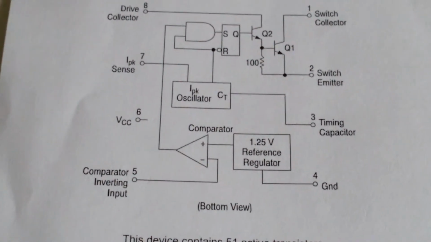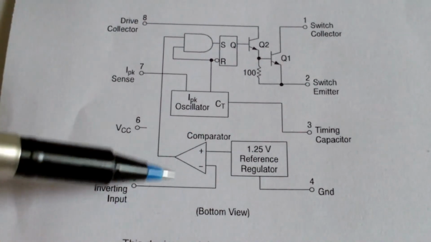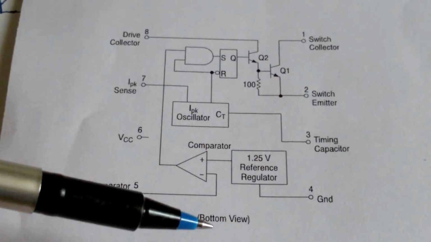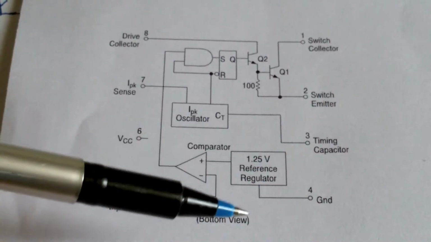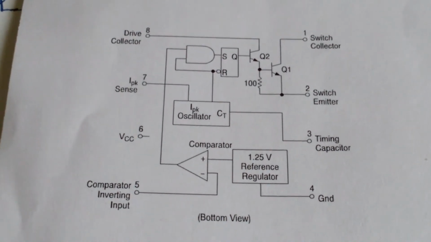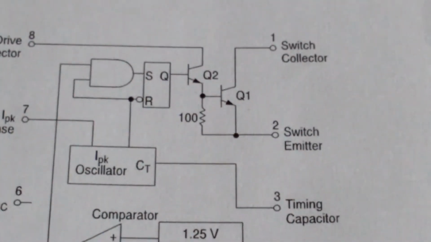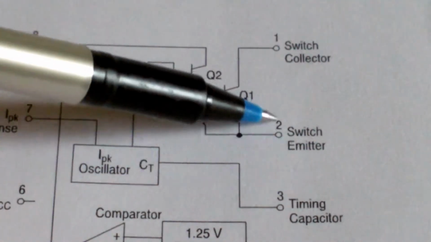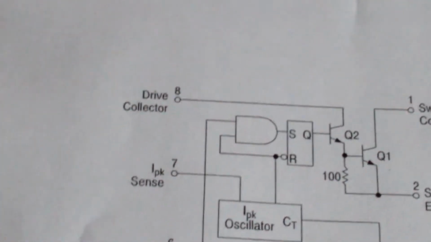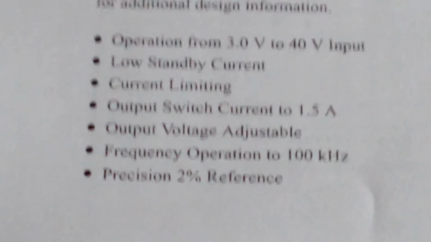So this is the circuit. This is your comparator that will be used in your voltage regulation. This is your timing capacitor that will give the frequency of switching. And you have your switch here, which will be connected here.